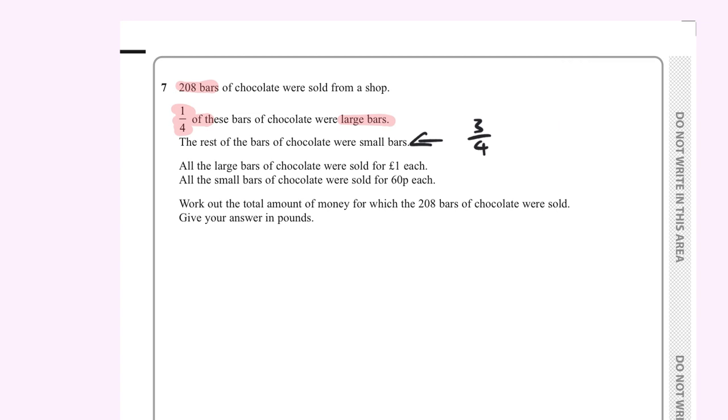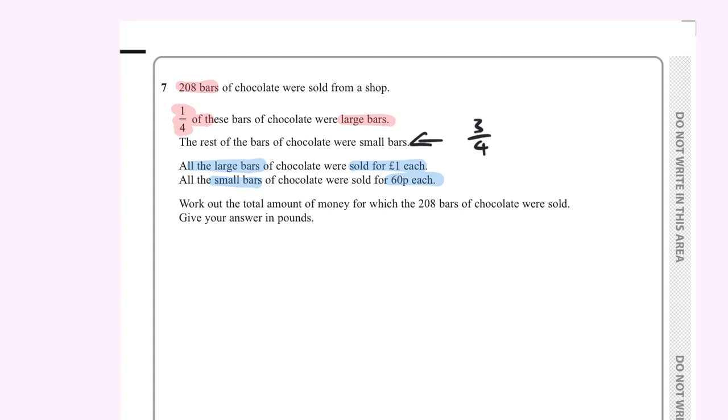Okay. All the large ones, we've got some costs, were sold for £1 each, that's the large ones. And all the small ones were 60p each. And then we can work out the total amount of money for which 208 bars of chocolate were sold. Give your answer in pounds.